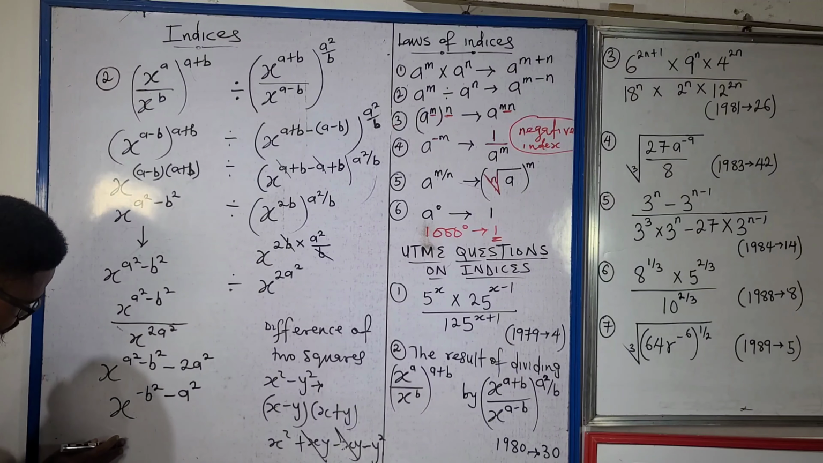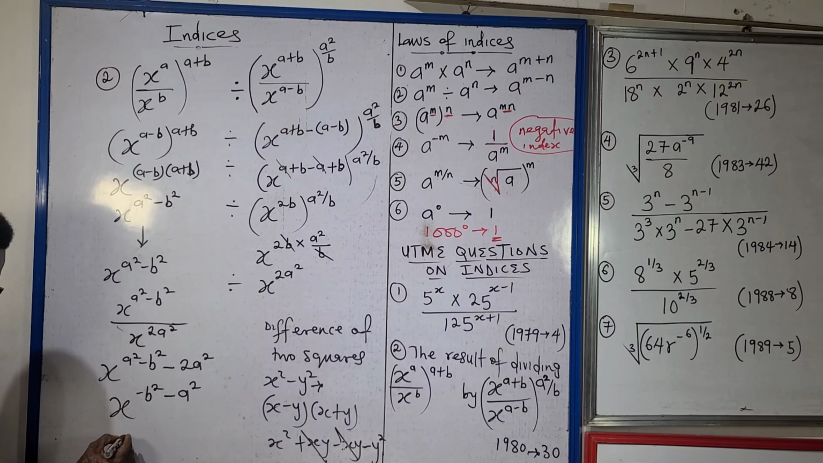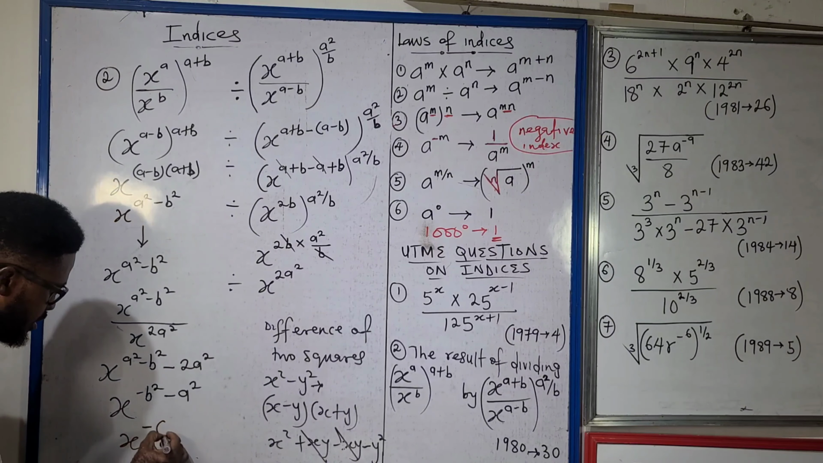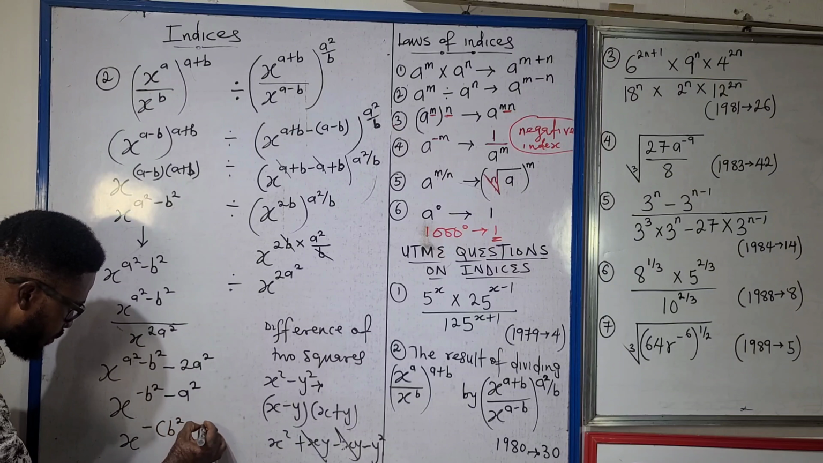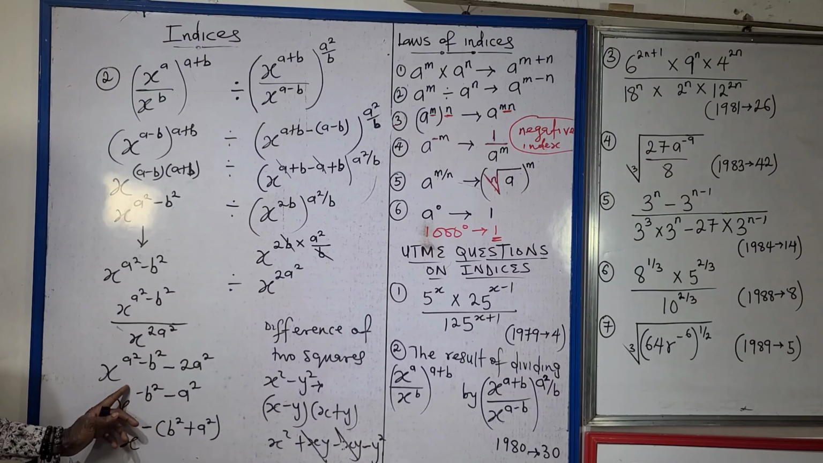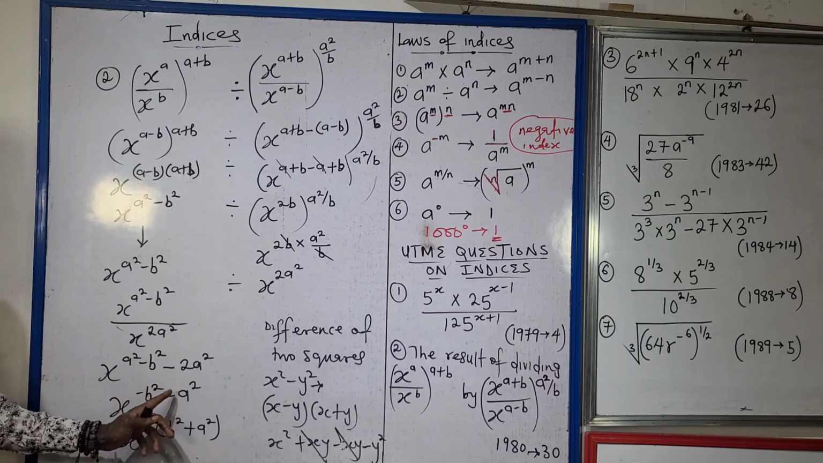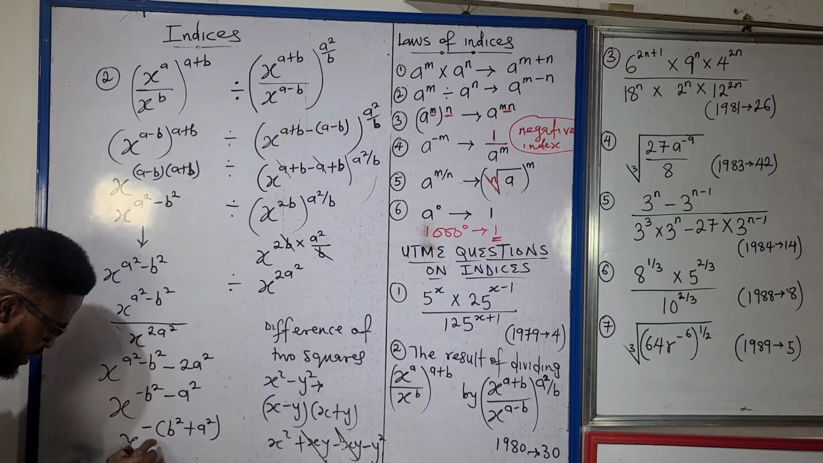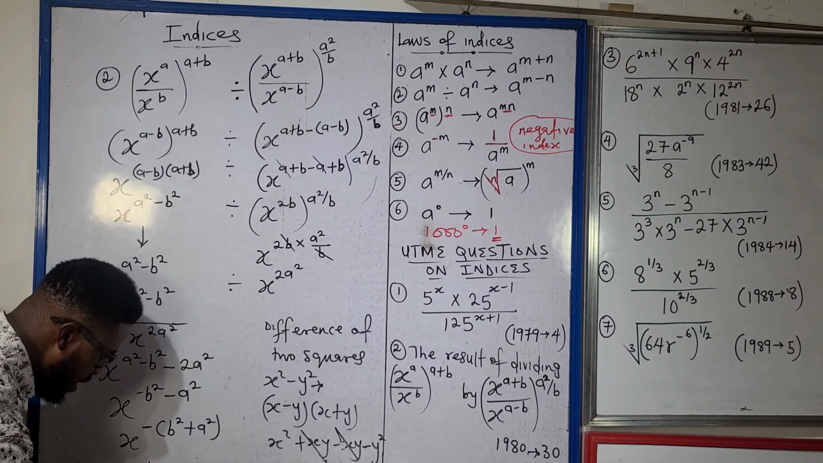Okay, I have to expand. There is a minus here, there is a minus here. So x, factorize minus, and then you're left with b square plus a square. You know why? Minus times b square will give you minus b square. Minus times plus will give you minus a square. So the negative sign here is going to be 1 over.